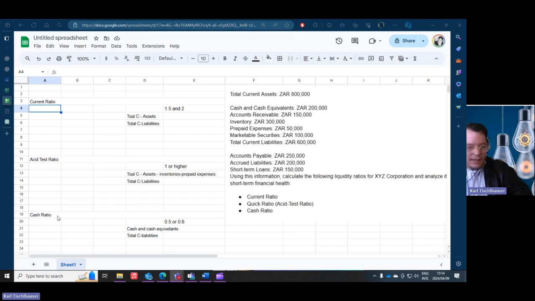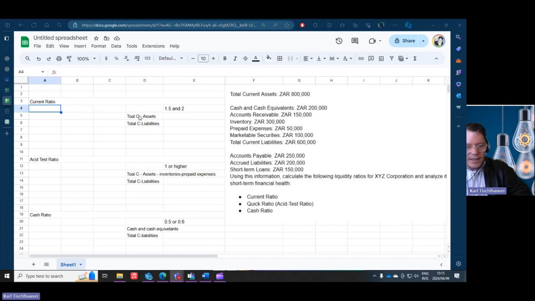Showing you how to do the current ratio, the asset ratio, and the cash ratio. All three of these ratios are very important and they give us incredible insight into the short-term financial health of an organization. To complete any of these calculations, we need the following things: the current assets, the current liabilities, inventories, prepaid expenses, and cash and cash equivalents. So let's start with the current ratio.